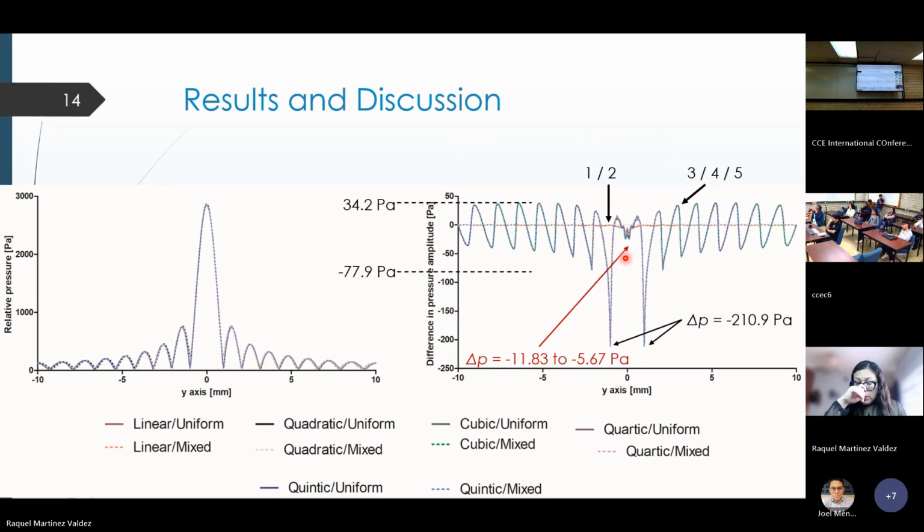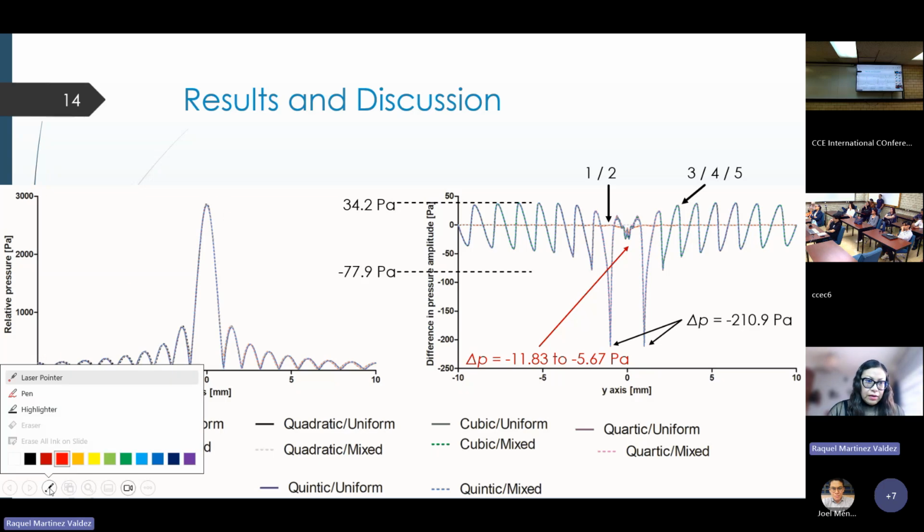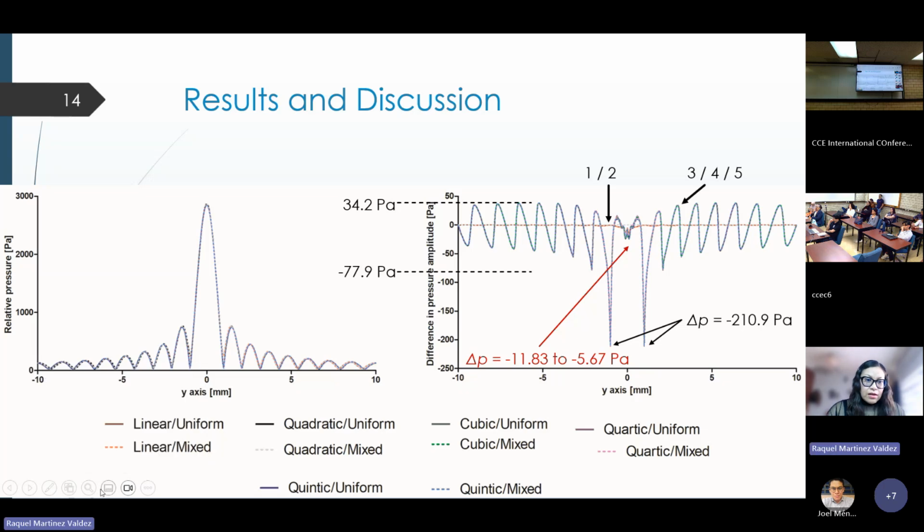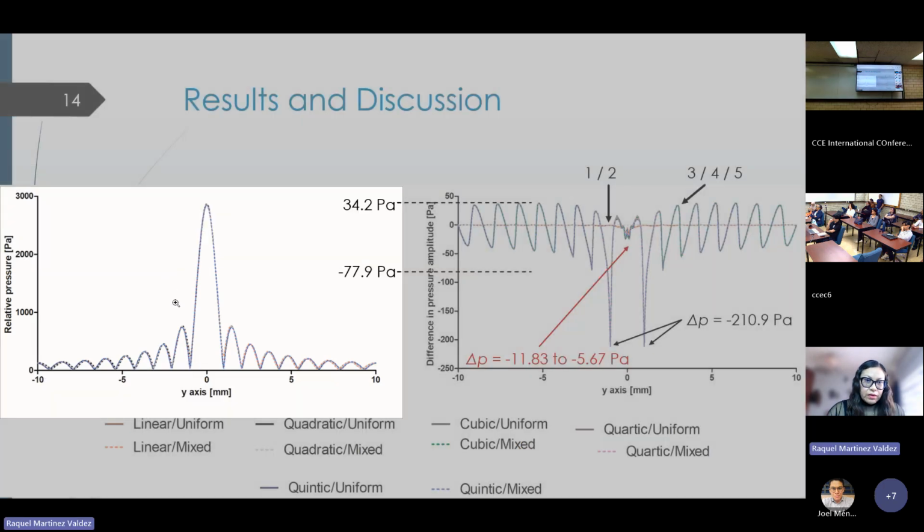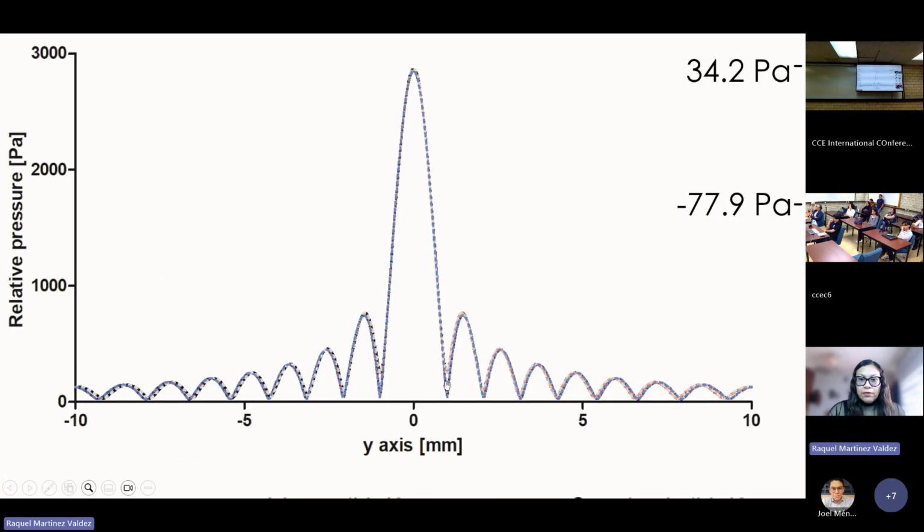Then, in the x and y axes, we have a different distribution across the focal point. Here, it is also not possible to visually see the difference in amplitude of the pressure.